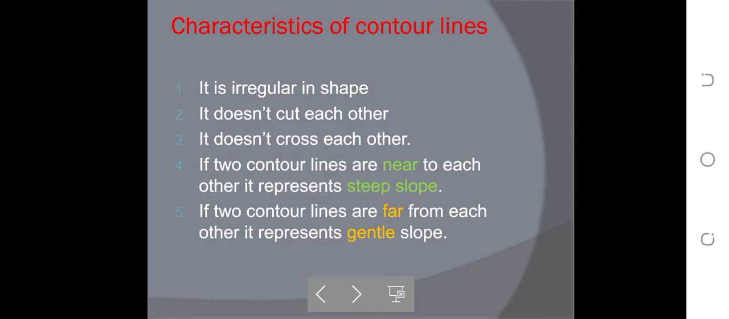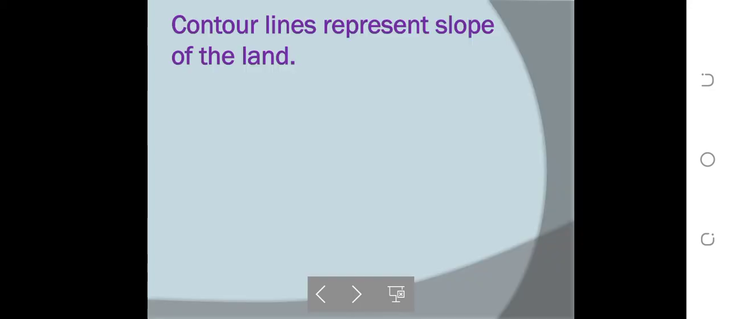Contour lines help us to know the type of slope. There are two types of slope: steep slope and gentle slope. Steep slope means it is difficult to climb. Gentle slope, we can climb very easily. So by seeing the contour lines we can understand whether the slope is steep or gentle. If two contour lines are near to each other, it represents steep slope. But if two contour lines are far from each other, it represents gentle slope.